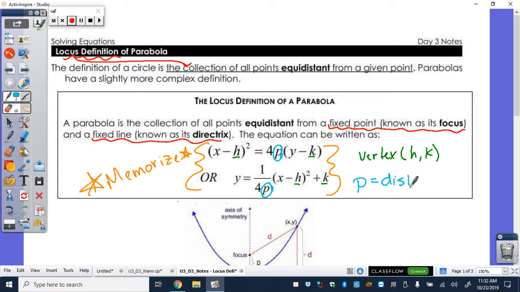So then we do have a new value in here, which is the letter P. So P represents the distance from the vertex to the focus, which remember is that point, and then the vertex to the directrix. So your vertex is going to end up being directly in the middle of those two things. So it's going to be directly in the middle of your point, which is our focus, and your line, which is your directrix. So P represents that distance in between those things.